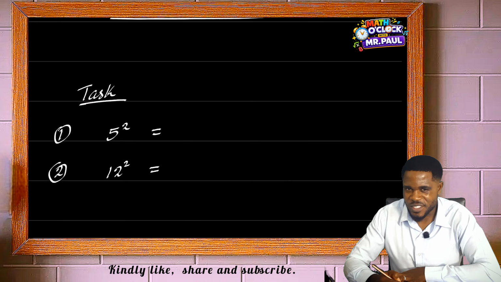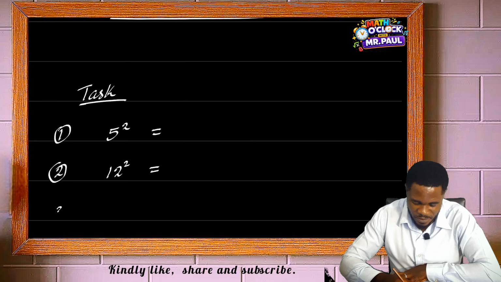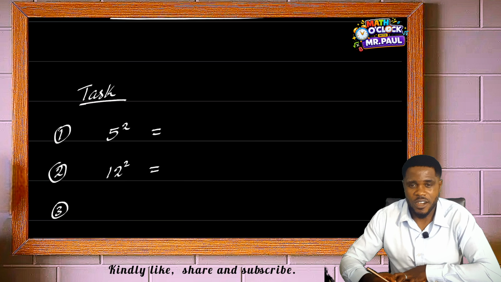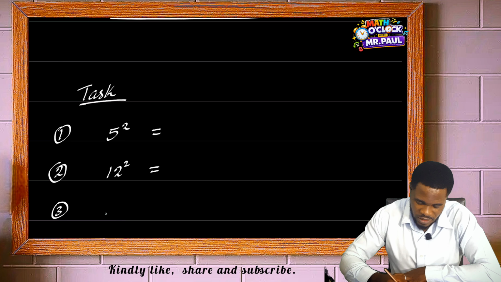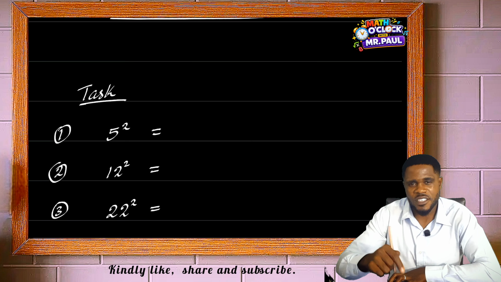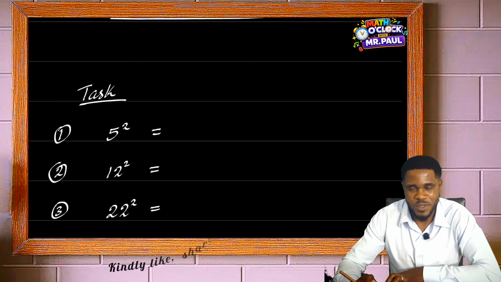I want to believe these ones are very easy, right? Yeah, so let's just take it a step further. Number 3, should I make it a 3-digit number? Okay, I should keep it at 2. But let's do it this way. Let's go for 22 square. Okay, solve it and leave your answer in the comment section as we go to the next section, which is the square of fractions.